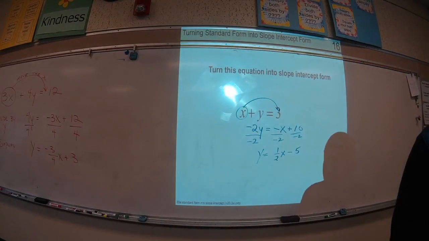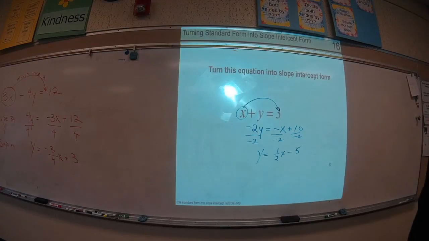Y equals negative x plus 3. That's wrong. Y equals negative 1 plus 3. No, that's wrong. Negative x plus 3. Negative x plus 3. Negative x plus 3. That is x.